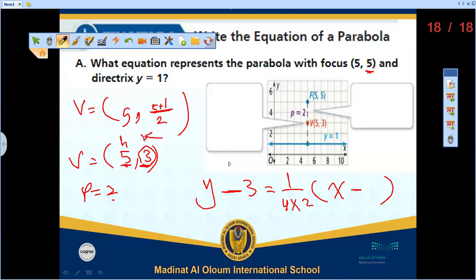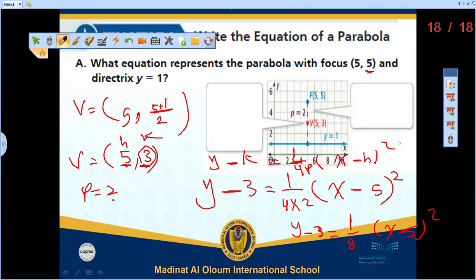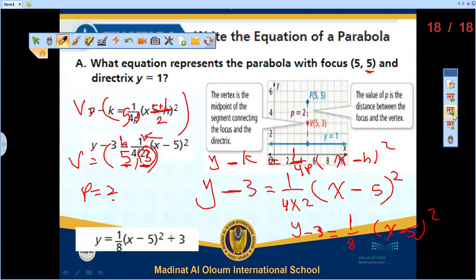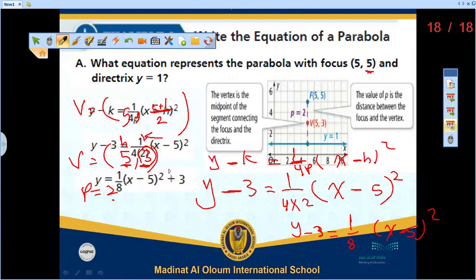And my equation: Y minus K equals 1 over 4P times X minus H squared. X minus 5 all to the power 2. Now I did it. Sorry. Y minus 3 equals 1 over 8 times X minus 5 squared. Okay, guys? Look, this is the same. Y minus 3 equals 1 over 8 times X minus 5 squared.